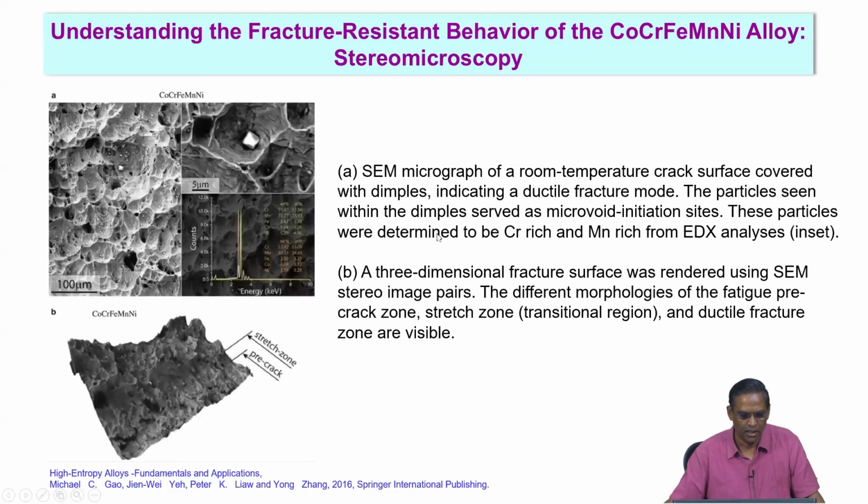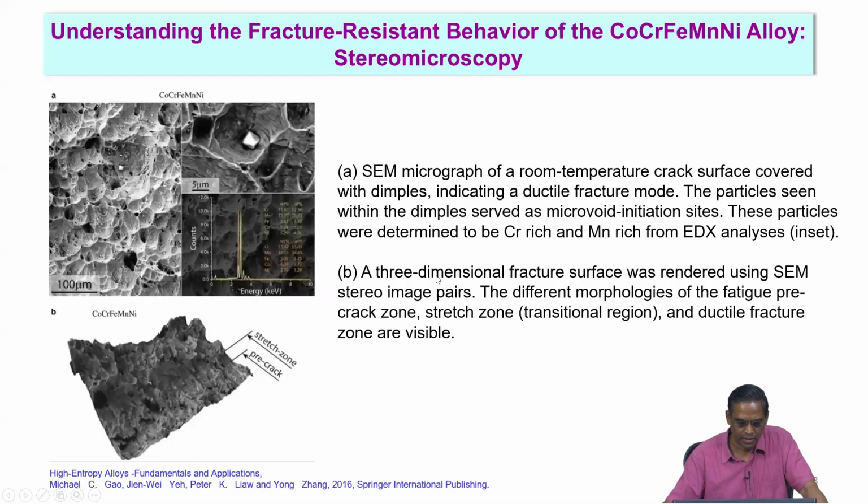Okay. And then what is that stereo microscopy I talked about? So this is what you are seeing here. This is an SEM micrograph of a room temperature crack surface covered with dimples, a lot of dimples you can see, which is an indication of ductile fracture mode. You are also seeing some of the zoomed surfaces. You can see all the dimples contain some particles inside. Okay. And these particles were determined to be chromium rich and manganese rich from the EDS analysis. So obviously you can see that.